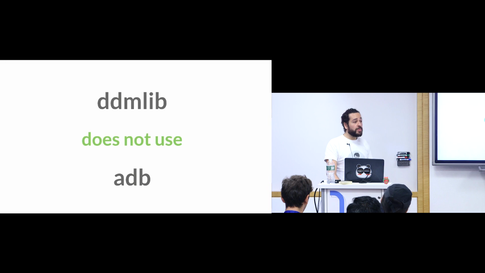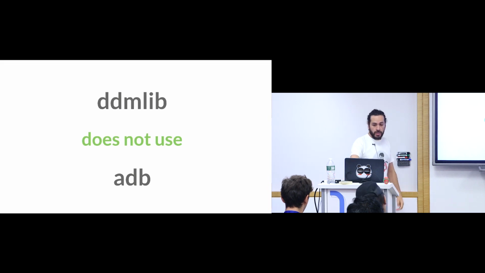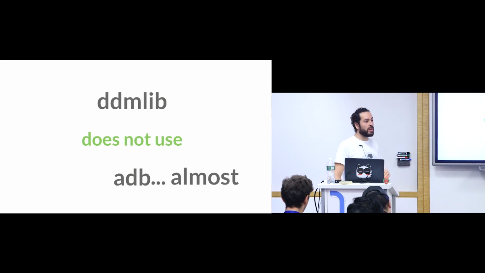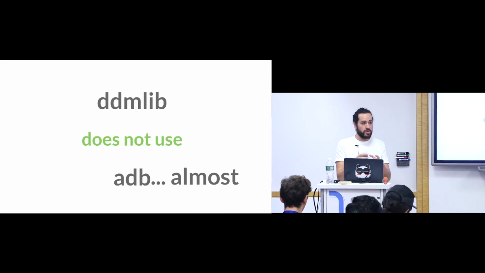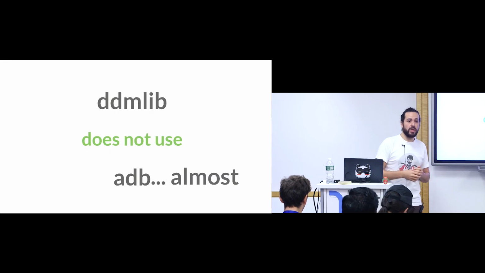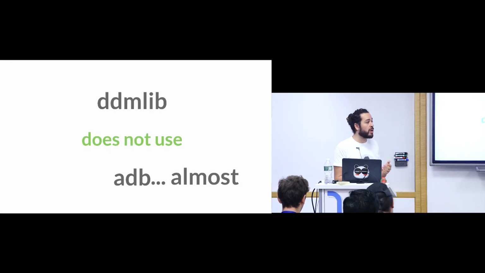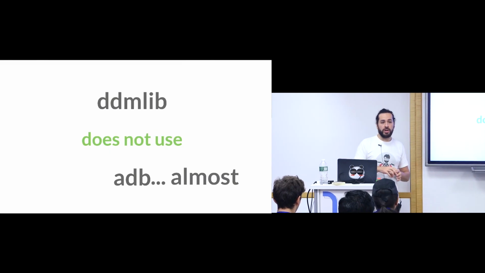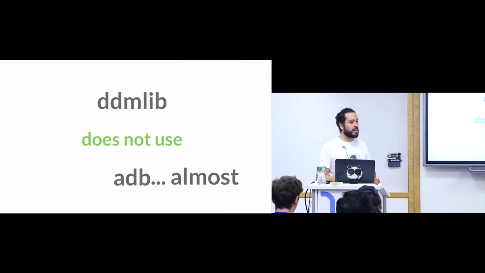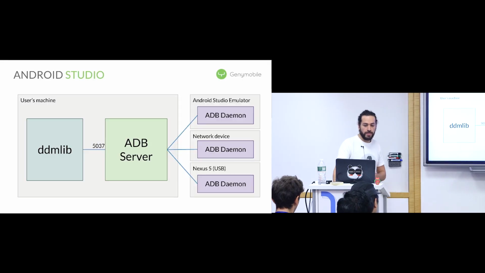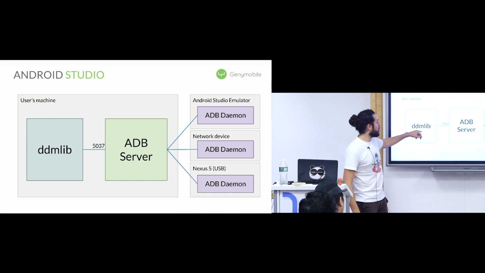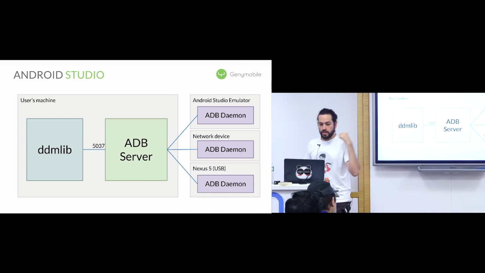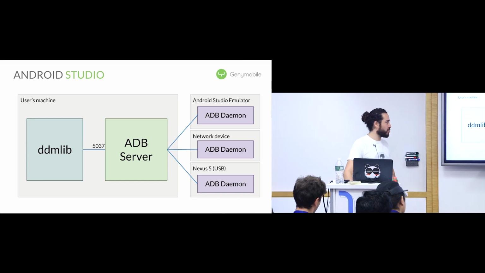And DDMlib does not use ADB. Almost, because it uses ADB only to start the ADB server. DDMlib does not contain the ADB server. The ADB binary still runs and launches the server, but DDMlib won't use it as a wrapper to communicate with the server. It will communicate directly with the server. So the model you have when you use DDMlib is almost the same as before. DDMlib will connect to the ADB server port.